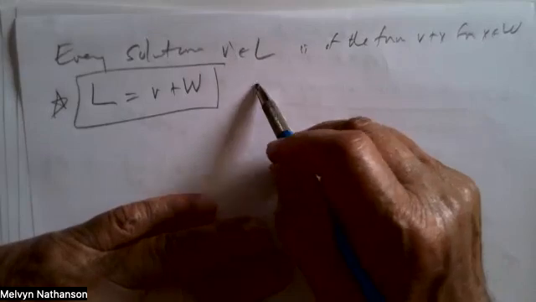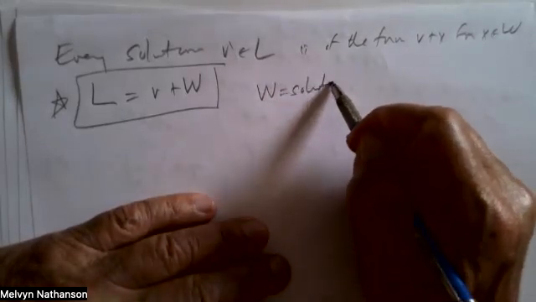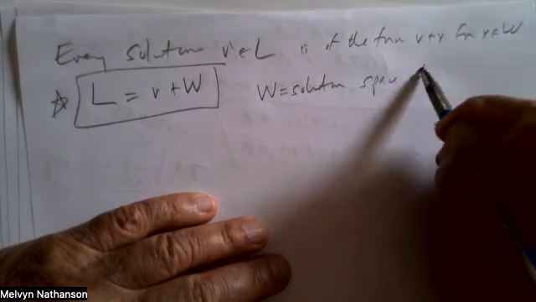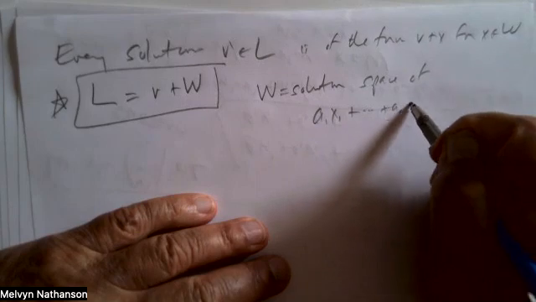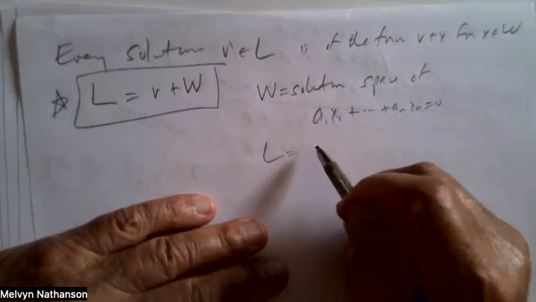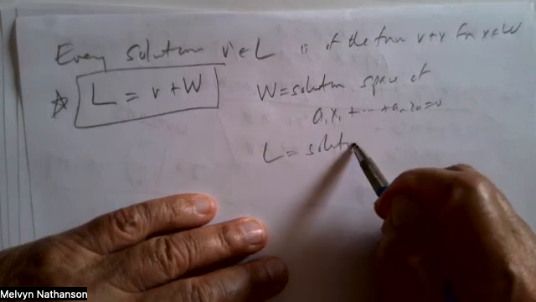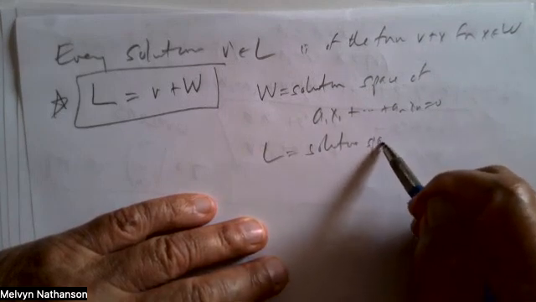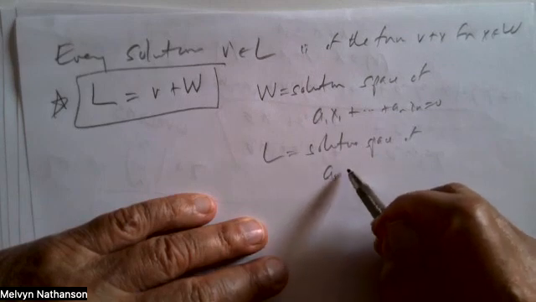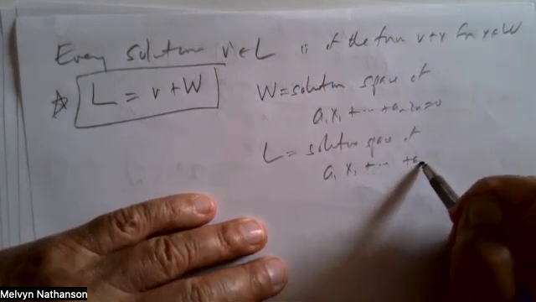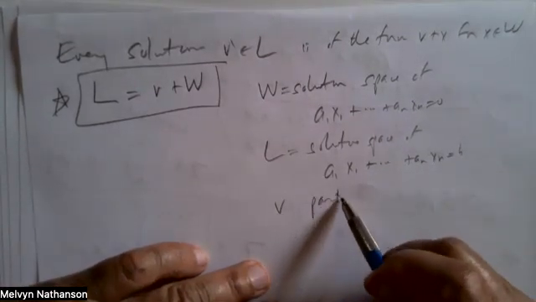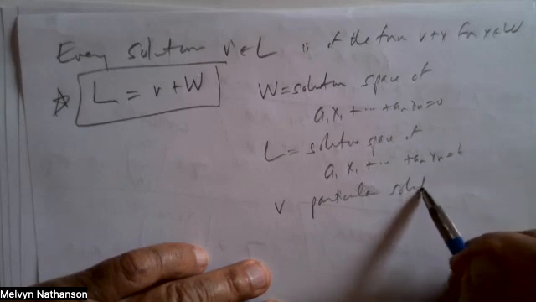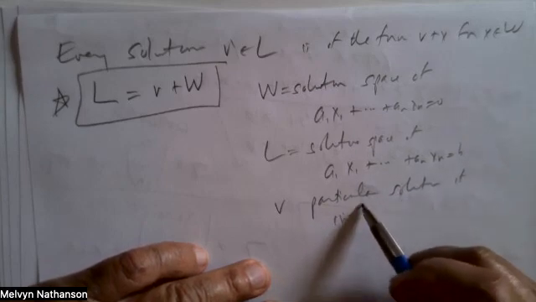Let me explain again what this means. W is the solution space of the homogeneous equation. L is the solution space of the inhomogeneous equation. And V is a particular solution, just some solution of the inhomogeneous equation.